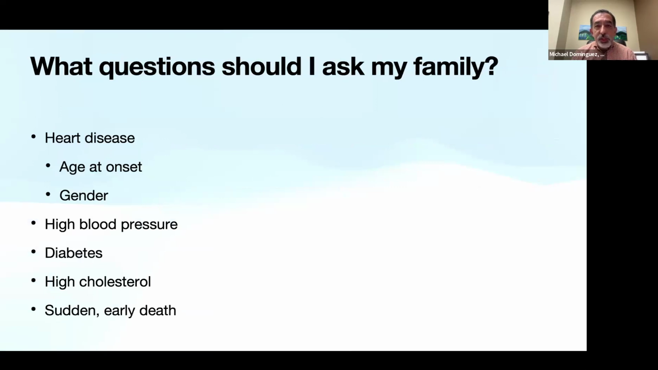So what questions should you ask your family when talking about heart disease? First, about who had it, when they got it. Is there a history of high blood pressure in our family? That can certainly have a genetic component. Who had diabetes? When did they get it? All to find out what you can do to reduce your risk and how urgently you should do that.